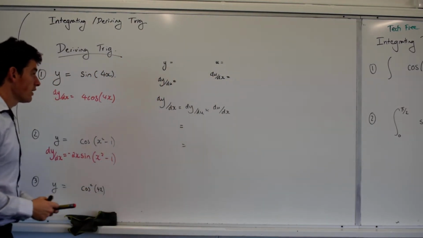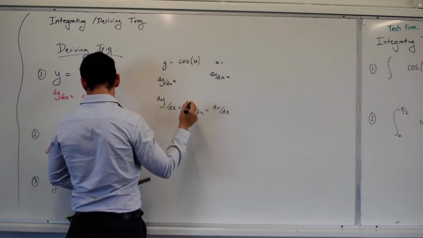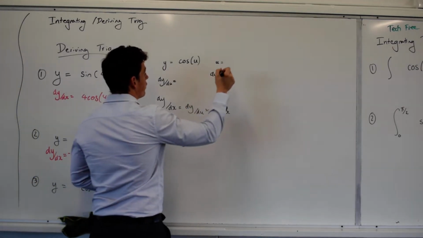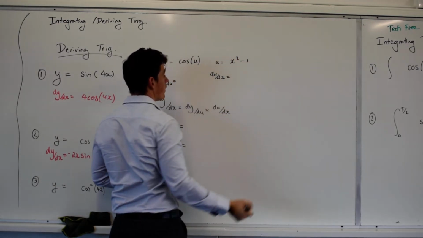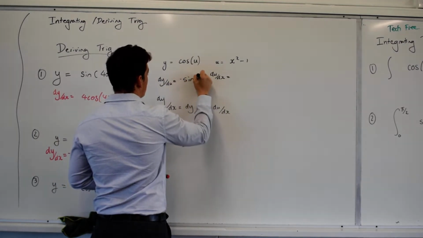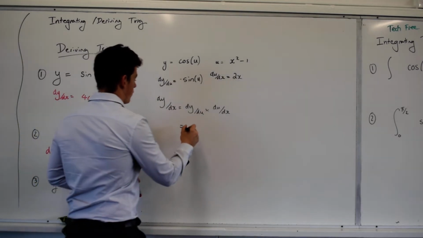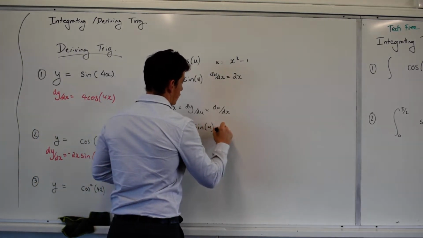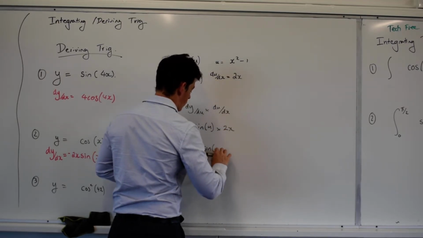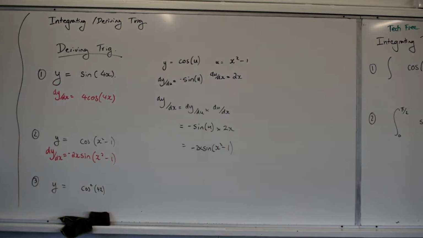So here I get y equals cos u. Oh, this is for this one here. I'm just doing this one with the chain rule. u equals x squared minus 1. dy du equals negative sine u. du dx equals 2x. And then we just go through negative sine u times 2x, negative 2x sine u. Oh, not u, it's now x squared minus 1. Sweet. Same process, use our chain rule.